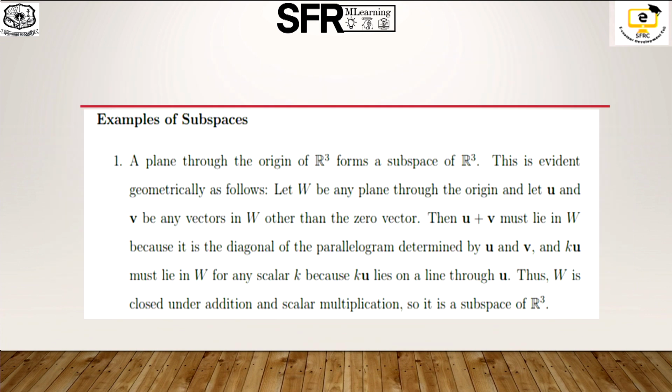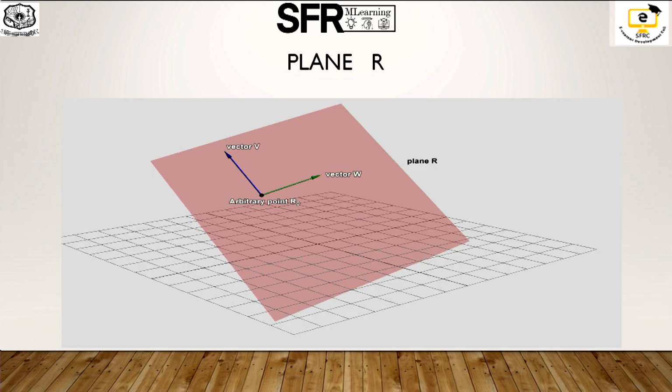In the next slide, we define the example of a plane in R power 3, where R power 3 is the space of three coordinates x, y, z. The figure is given in the following slide. A plane through the origin of R power 3 forms a subspace of R power 3. It is geometrically denoted in this figure.